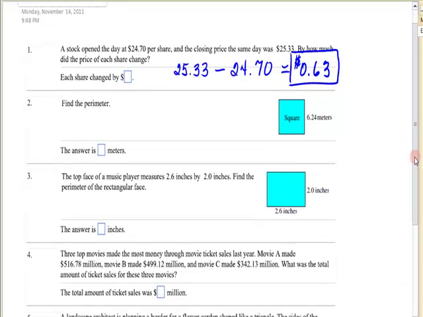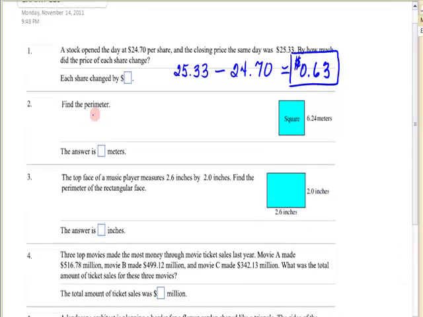Okay, number 2, find the perimeter. We know how to find a perimeter. We add all the sides. Since this is a square, I can either add it up 4 times, or I can take a shortcut and multiply 4 times 6.24 meters. So either way is fine. And I get 24.96, and it's still meters because it is just meters plus meters plus meters plus meters.